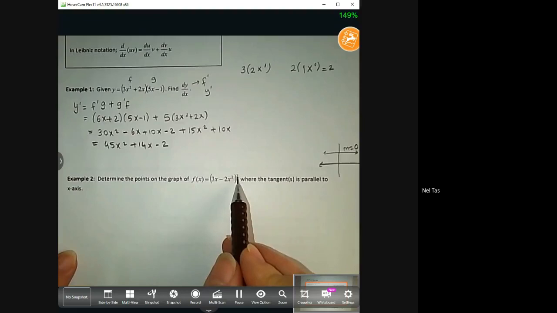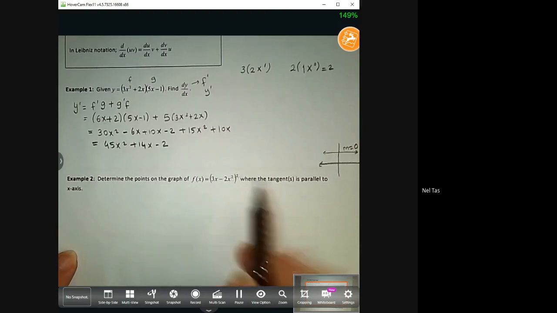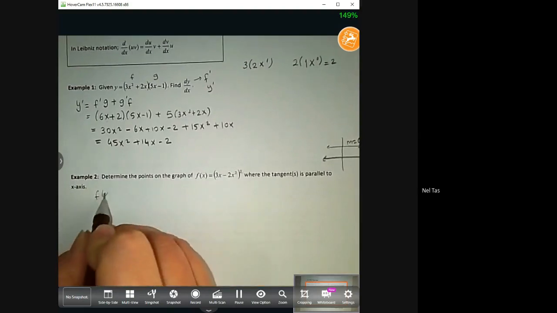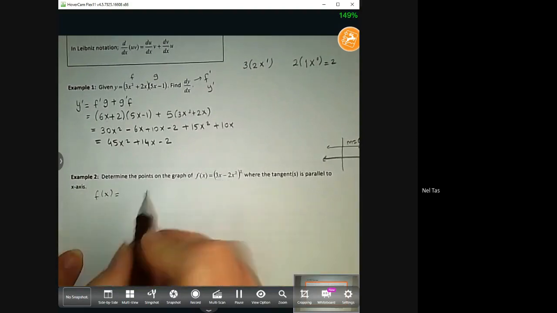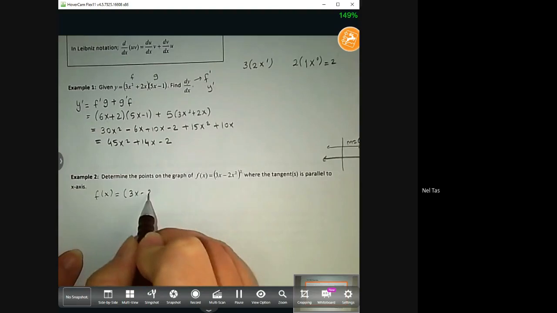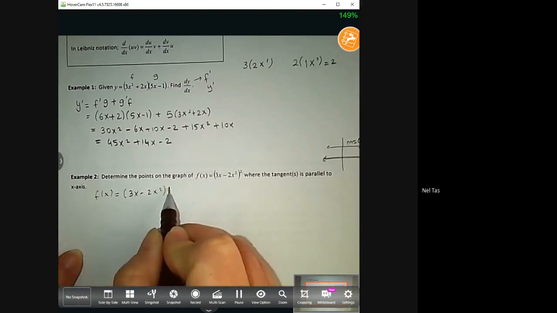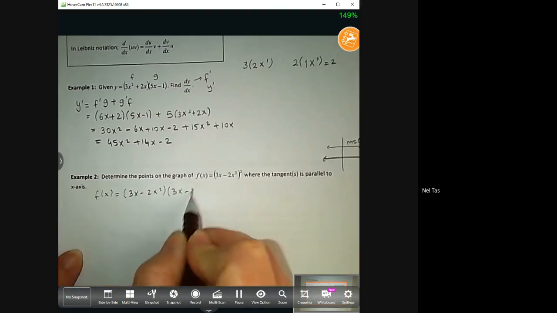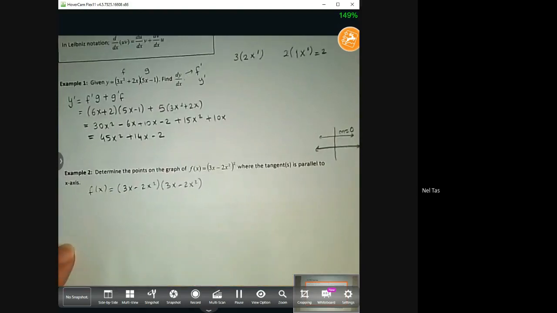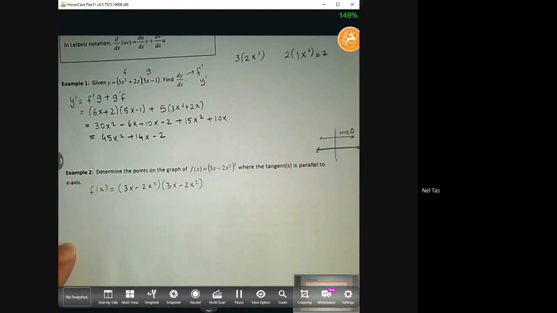In this case, for now, you don't know how to take the derivative using the power rule on this square. So therefore, I'm going to write this f of x as the multiplication of 3x minus 2x squared and 3x minus 2x squared. Okay, and I'm going to use the product rule.